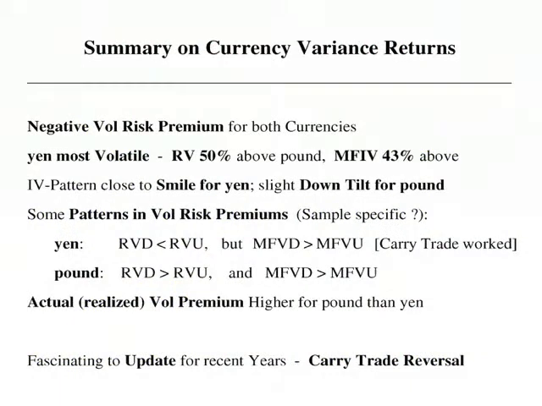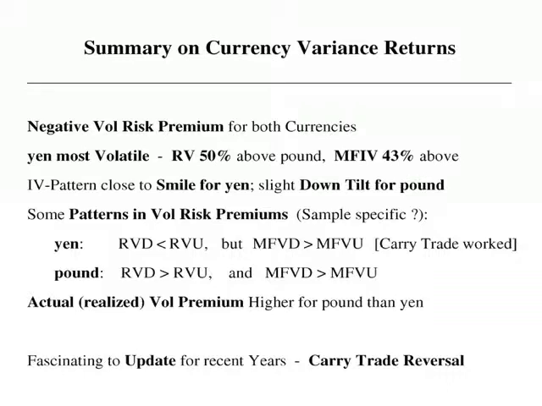And so just to summarize, what I didn't have much time to talk about is what happened on the currencies. You had negative volatility risk premium as well. The yen is more volatile than the pound. The implied volatility pattern is pretty close to a smile for the yen. There's a slight downward tilt for the pound on average. There are some particular patterns, and I haven't talked about them, so let me not summarize them, but basically the realized volatility premium turned out to be higher for the pound than the yen. I think that's because there were a couple of surprises for the yen.